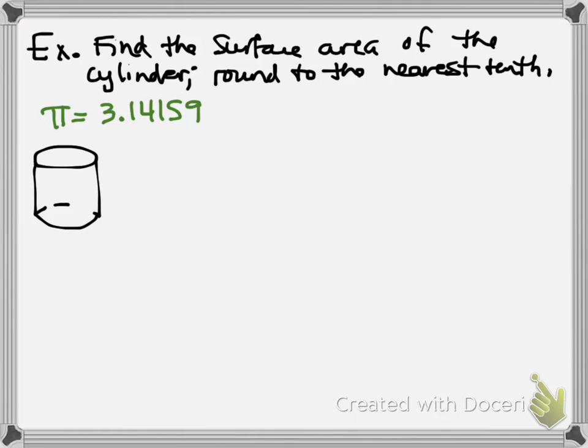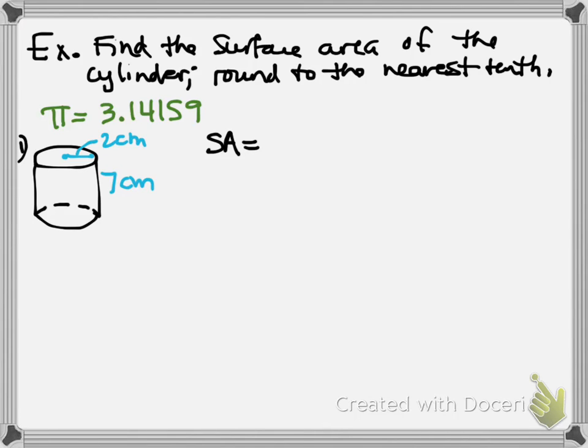So here's our cylinder, our first one. They're going to give us a radius, and it's 2 centimeters, and they're going to give us a height, 7 centimeters. So the easiest thing for me is formulas. So I'm going to use symbols. Surface area is just going to be SA.